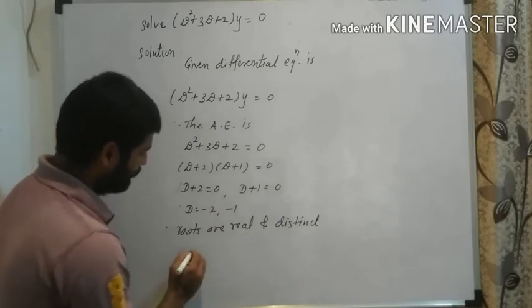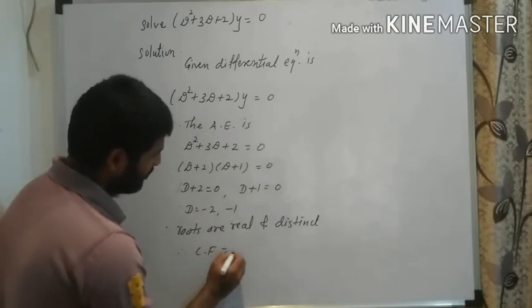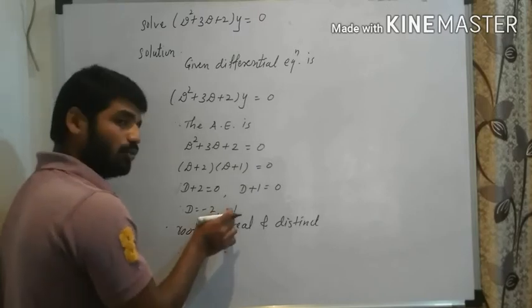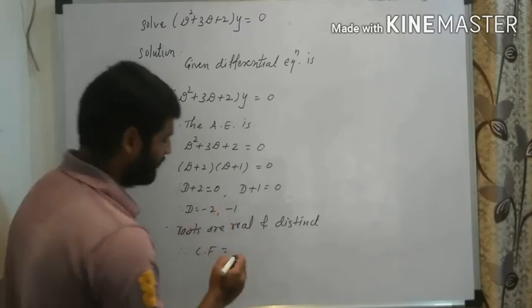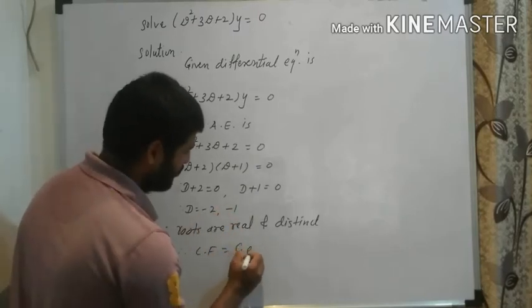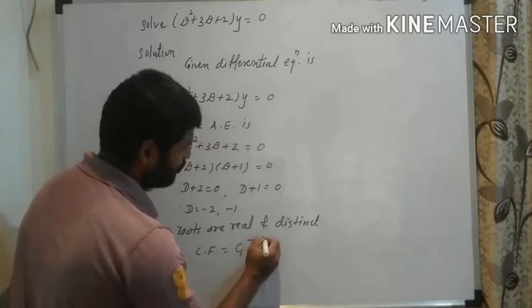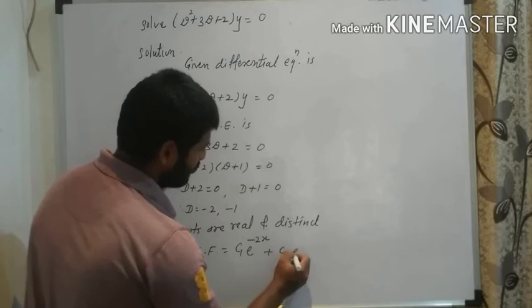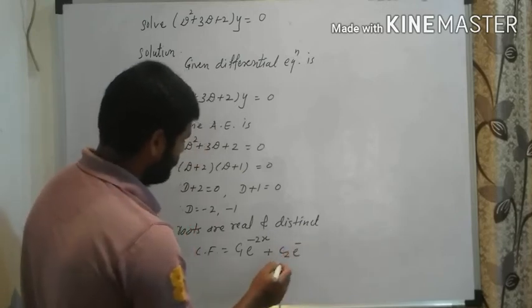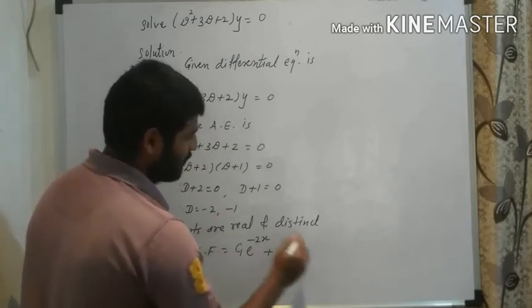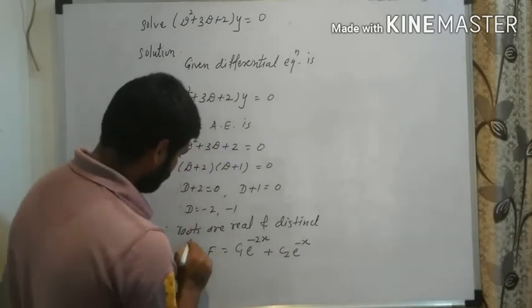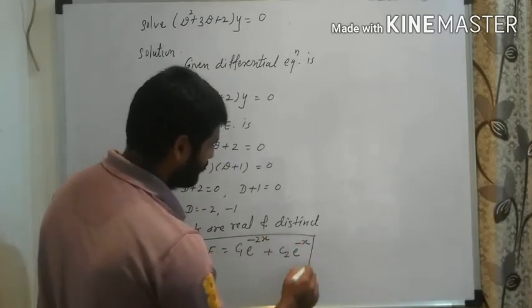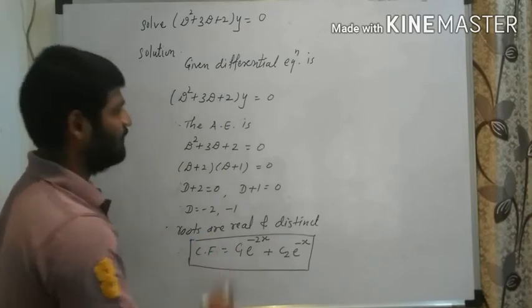Therefore complementary function is, there are two roots, so we have to take two arbitrary constants. First one is c1 into e raised to minus 2 into x, plus second constant is c2 into e raised to minus 1, that is second root, into x. So this is your required complementary function of given differential equation.